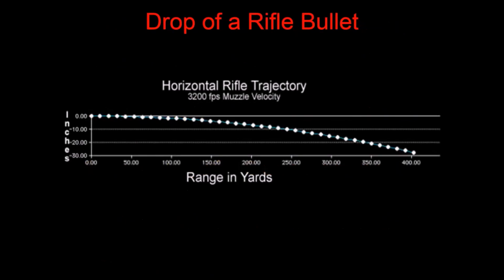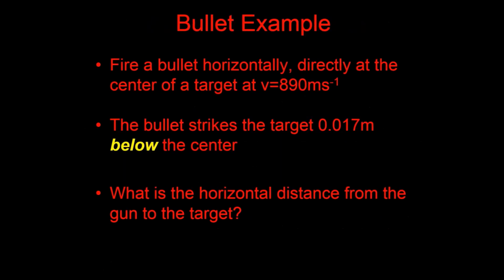So let's look at the drop of a rifle bullet. So we take a bullet and we put it into a rifle and we fire it completely horizontally directly at the center of a target. We're assuming we're perfect marksmen here. The bullet exits the gun at 890 meters per second. The bullet will strike the target 0.017 meters below the center of the target. The question is, what is the horizontal distance from the gun to the target? i.e., what is the range of this target?